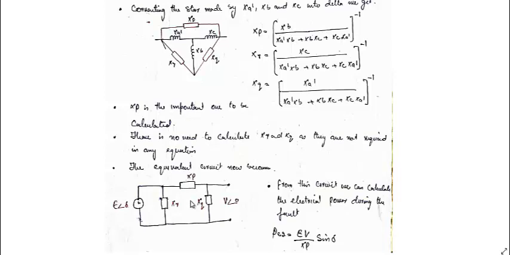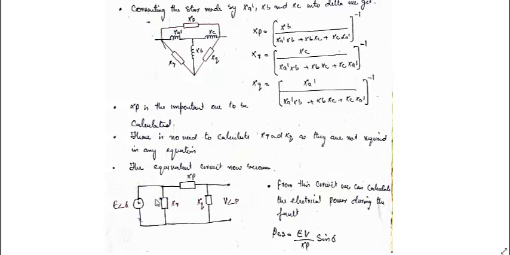Power transfer equation only has to do with this, because if you calculate the power transfer equation by using this circuit, omitting these two elements, the power transfer will still be the same, because the voltage at this point and at this point will be the same as the voltage at this point or this. So XP is important to be calculated. There is no need to calculate XR and XQ as they are not required in any equation.